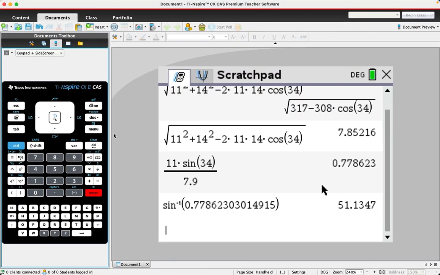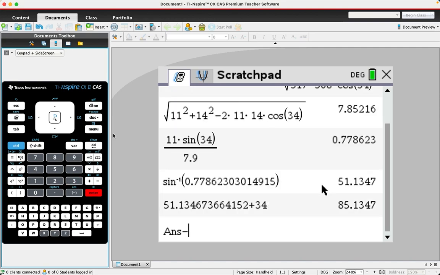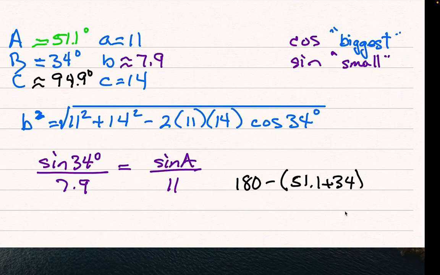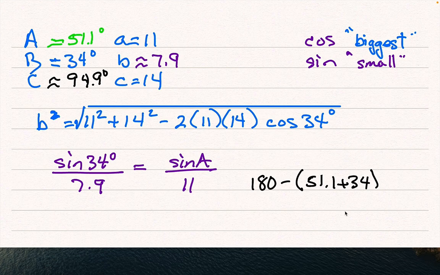Whoops, other way. So if I go to this one, I can take that 51 and I want to add that to the 34, and then I want to subtract it from 180. Now, you'll notice that I get a negative number here. That's because I'm subtracting that 180, and I just need to realize that I need to change that sign when I'm done here. So this one turns out to be about 94.9, something like that, which would complete the problem. This is what it would look like.